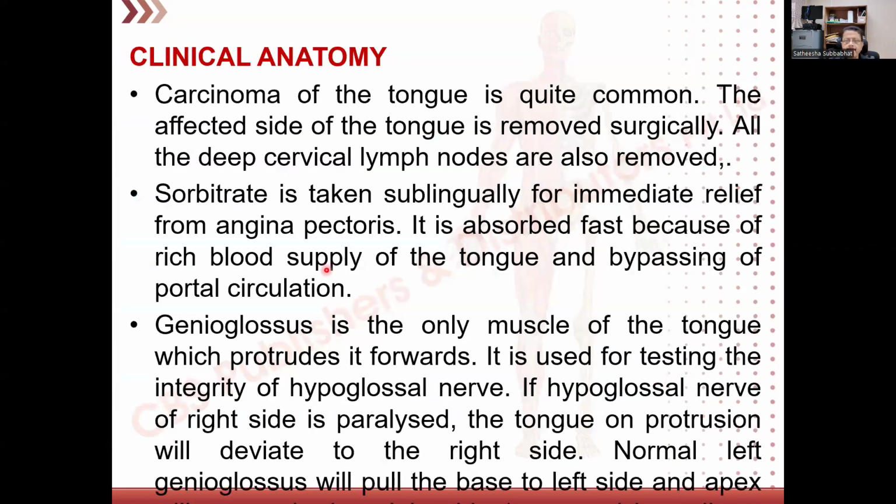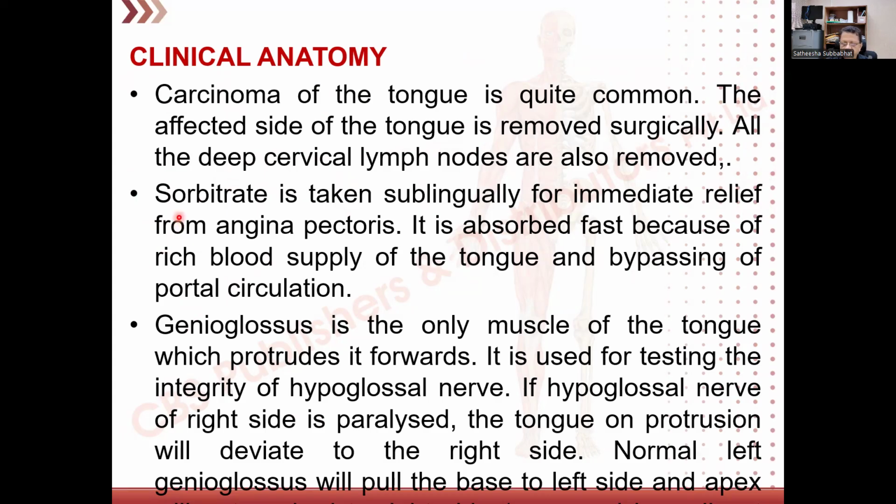So coming to the clinical aspect of the tongue. Carcinoma of the tongue is quite common. The affected side of the tongue is removed surgically. All the deep cervical lymph nodes are also removed. So to understand this, one has to have the knowledge of the lymphatic drainage of the tongue.